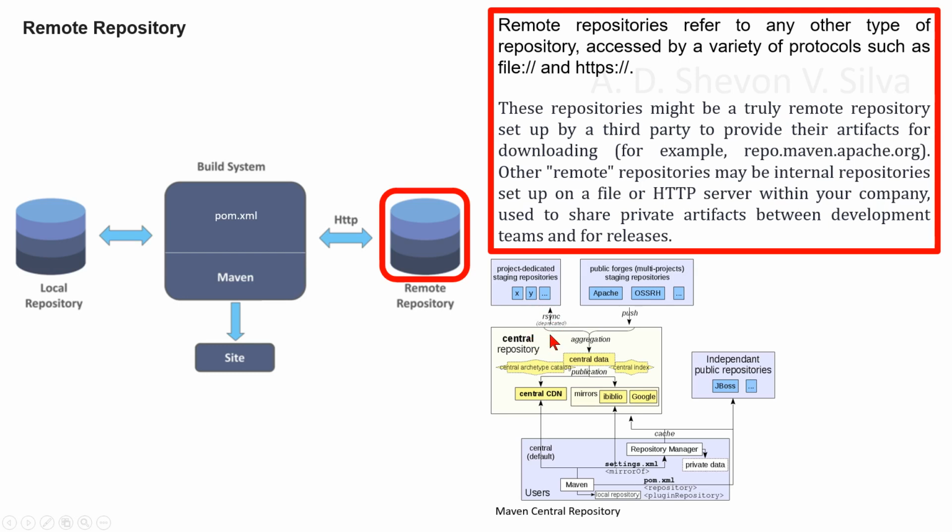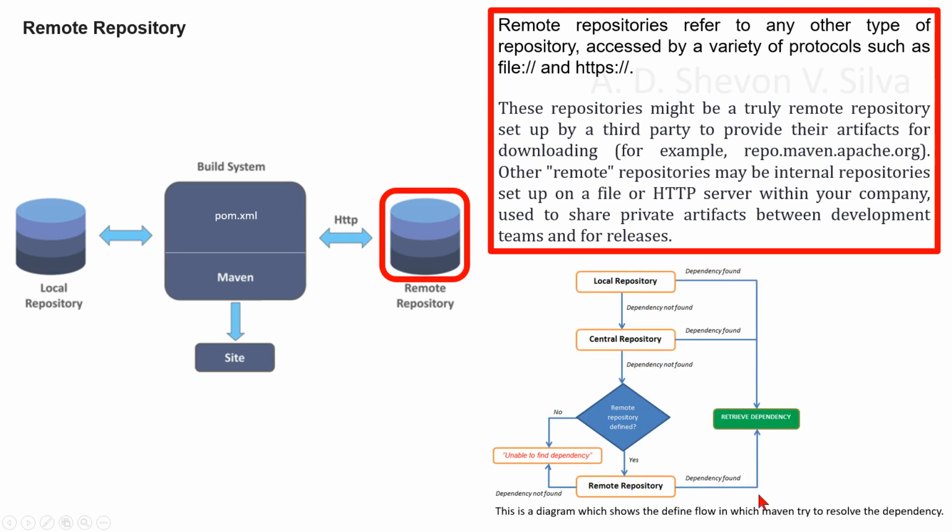Deprecated is passed from the central repository to public project dedicated staging repositories. Here you can see XY and etc. And push is passed from public Forges multi-project staging repositories to the central repository. You can see Apache, OSSRH, and etc. and public Forges multi-project staging repositories.